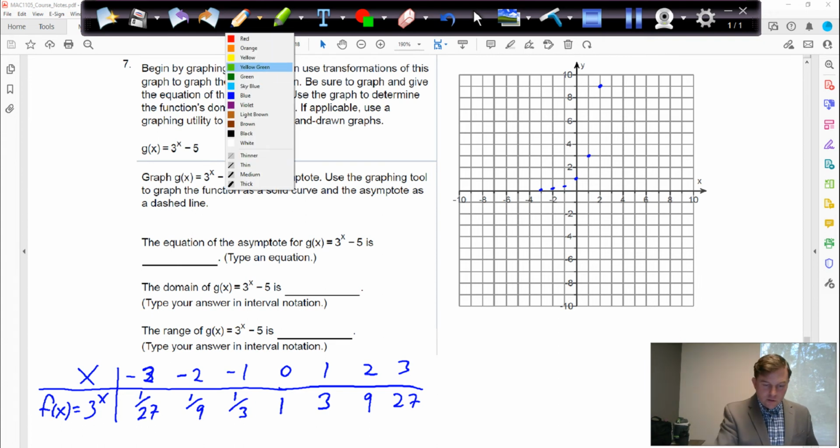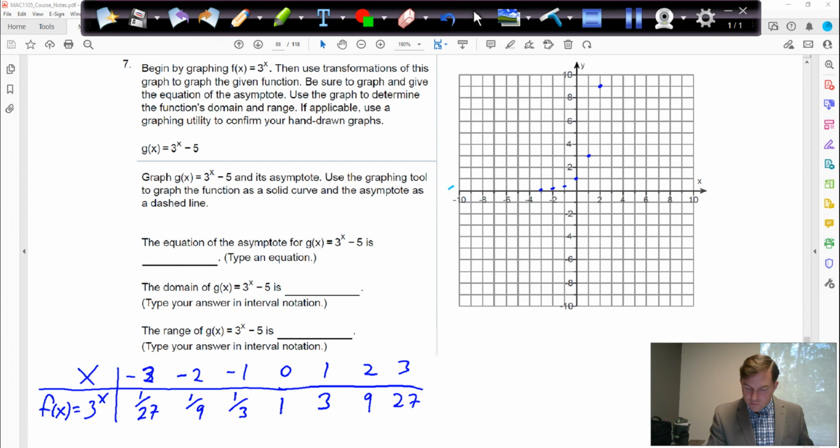So this one is going to look very, very similar to base 2. Going to flatten towards y equals 0 and then go up to infinity. So this is 3 to the x. This one's also approaching y equals 0.